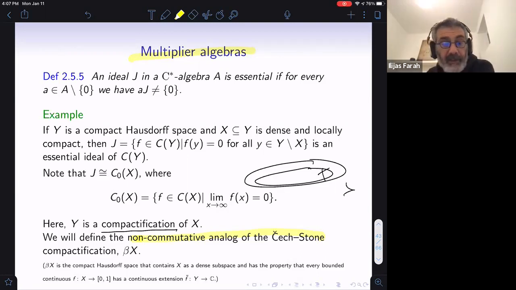Here, in tiny print, is the definition of the Čech-Stone compactification. For this βX, you look at all continuous bounded functions from X into the complex numbers, and you want each one of those functions to extend continuously to the Čech-Stone compactification. Now, in my example with the half-open interval and the closed interval, there is really only one compactification. But if you remove a point in the middle of the interval, for example, then you would have different things. So anyway, this is something that we'll be coming back to.